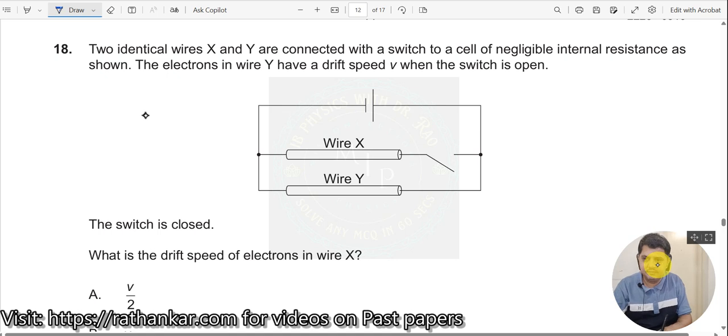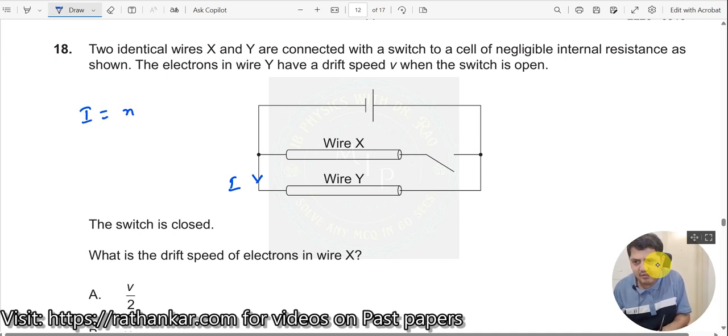Question number 18. Two identical wires X and Y are connected with the switch to a cell of negligible internal resistance as shown. Electrons in Y have a drift speed of V when the switch is open. When the switch is open, all the current will flow like this. So let us write down the equation for this.